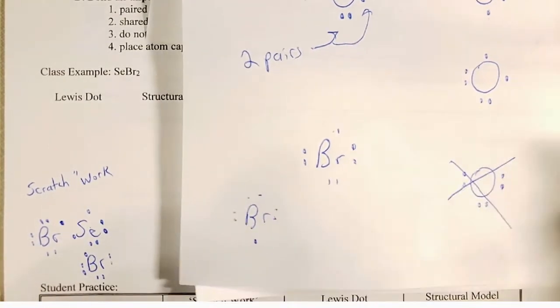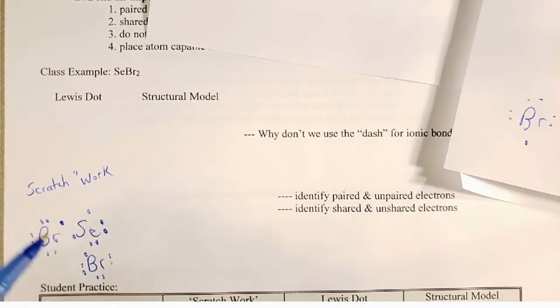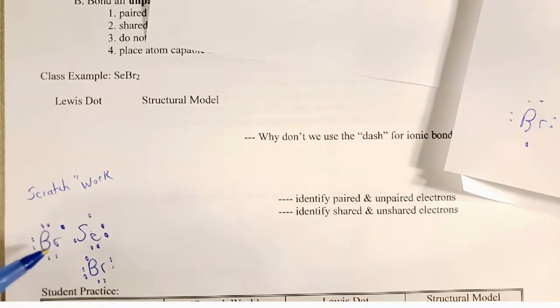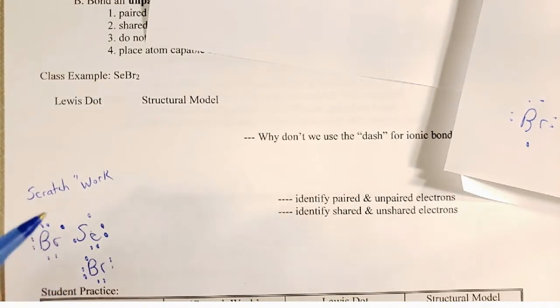So the next step is we now have to show how they're sharing electrons, because they don't have octets right now. They're not going to transfer because their electronegativities are similar. So they're going to share, but they can only share the unpaired electrons. So this is your chance here.